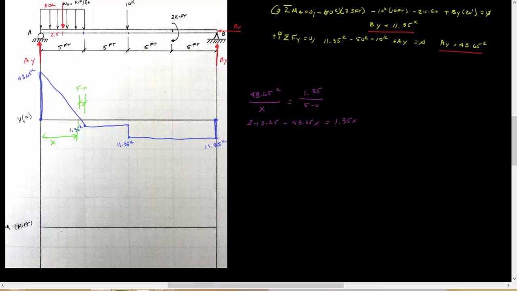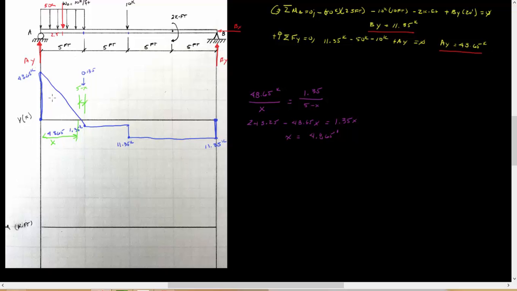Take this to the other side, and then I will divide that into 243.25 to get x by itself. I come up with x is 4.865 feet. So this was 4.865. And then this piece here came up to be 0.135. It's just 5 minus 4.865.